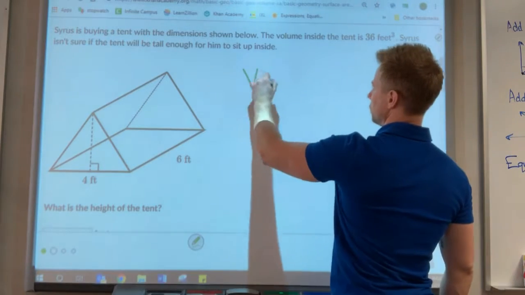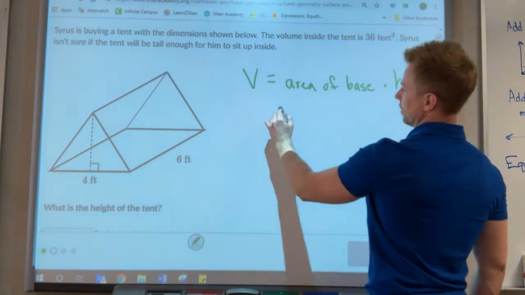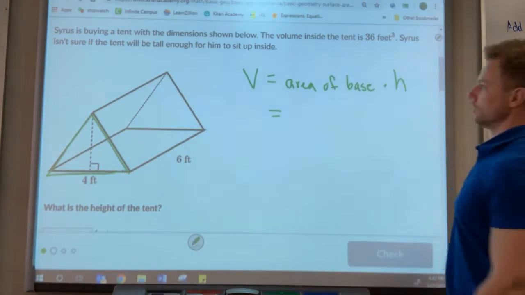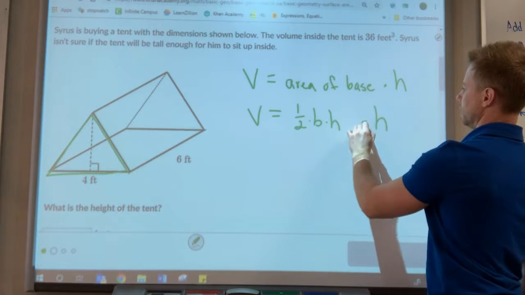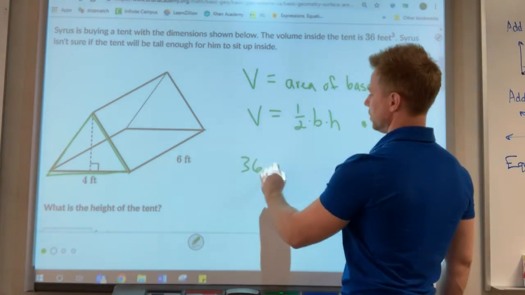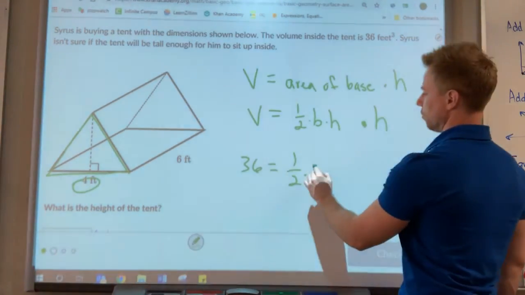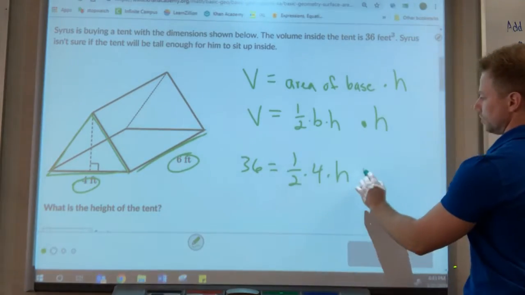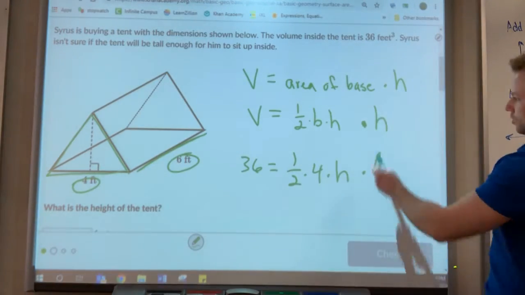Okay, so volume of this would be area of the base times the height. And the base in this case, this is actually a prism on its side, so the base is actually a triangle. So volume would equal the area of the triangle, 1/2 base times height, times the height of the prism. The volume we know is 36, so in place of V, we can put 36. Then we have 1/2 times the base of the triangle, which is 4 feet. The height of the triangle we don't know. The height of the prism is actually 6 feet. Remember, it's laying on its side, so the height is not going up and down this time.